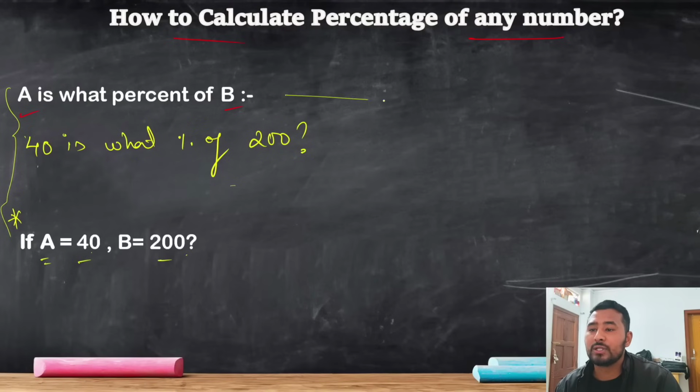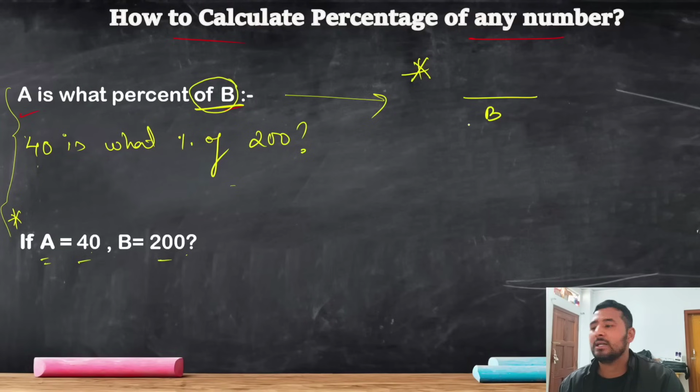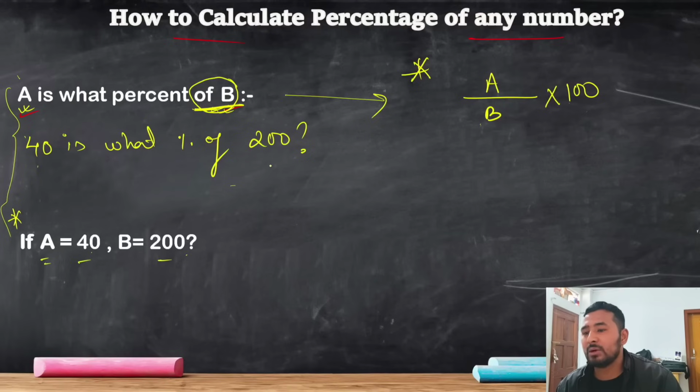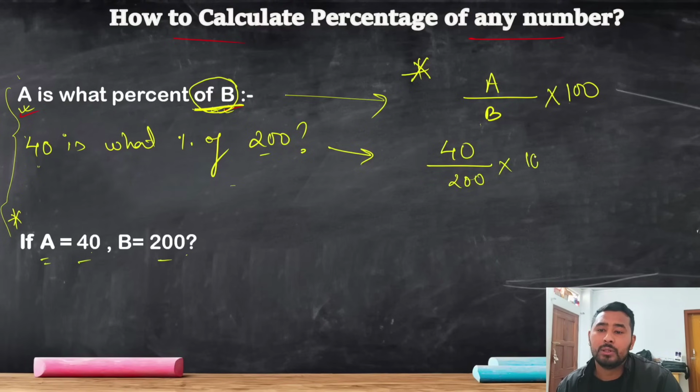In this case, how will you do it? First, remember this formula. Whenever you see "of B", the thing we are comparing with will always come in the denominator, and A will come in the numerator into 100. Understand? A is being compared with B, so B will always come in the denominator. In this case, our A is 40, so 40 will come in the numerator. Our B is 200, so 200 will come in the denominator, into 100.